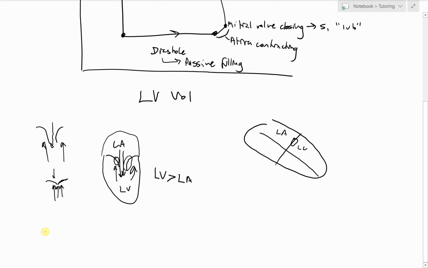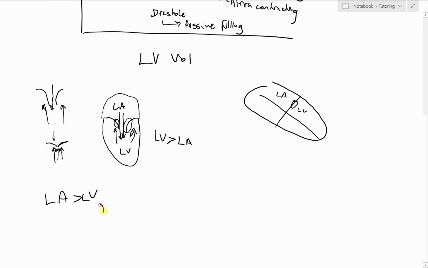So when the left atrial pressure is greater than the left ventricle pressure, it allows blood to pass in freely through the valves. As soon as that swaps, they snap shut, and now blood can't rush back.